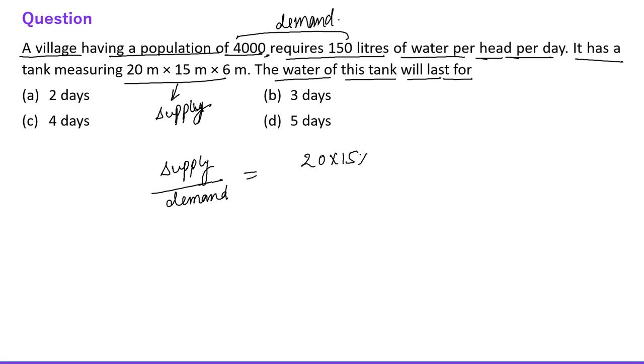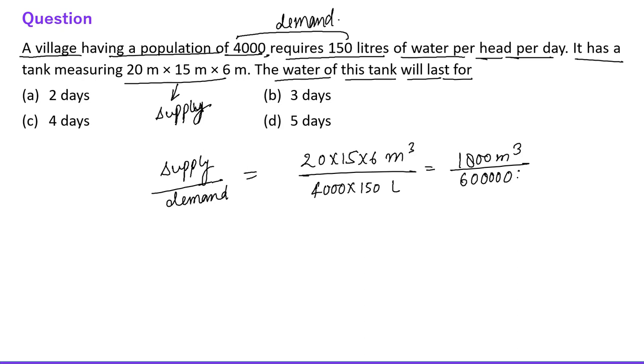Fine. And demand is what? 4000 into 150 liters, right? So obviously this is 1800 meter cube, and this is 60 followed by 4 zeros liter, right? 15 into 4 is 60 and then followed by 4 zeros. So this is supply divided by demand, and 1 meter cube is equal to 1000 liter, right? So just convert meter cube into liter.